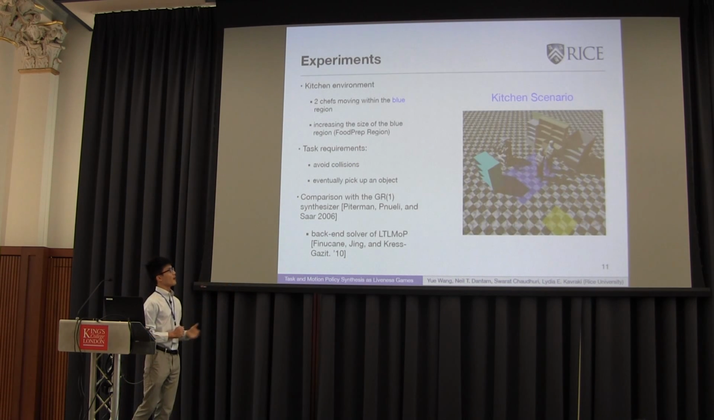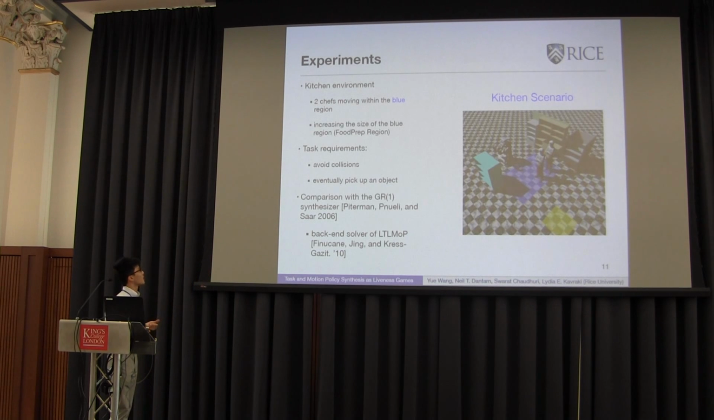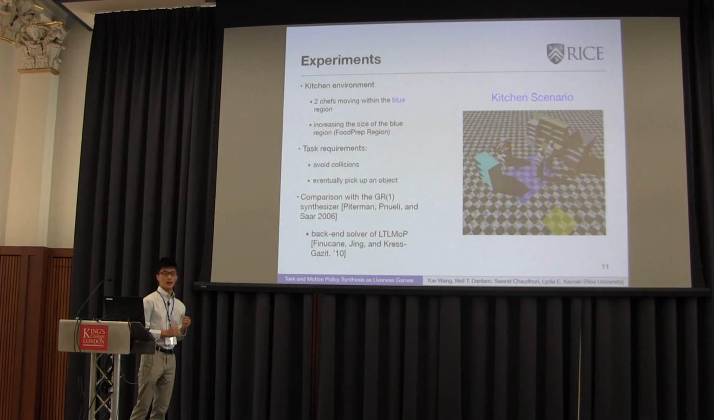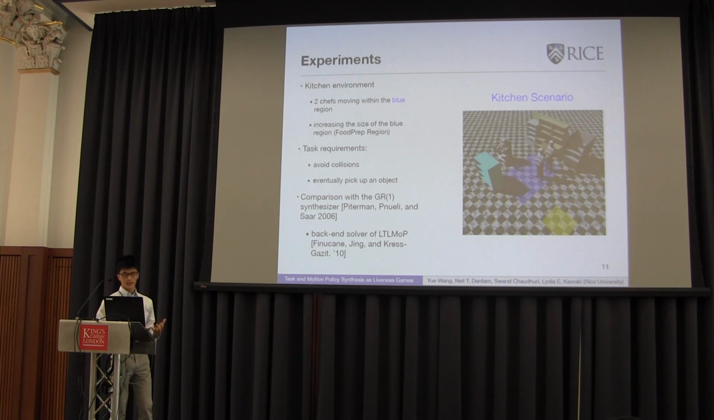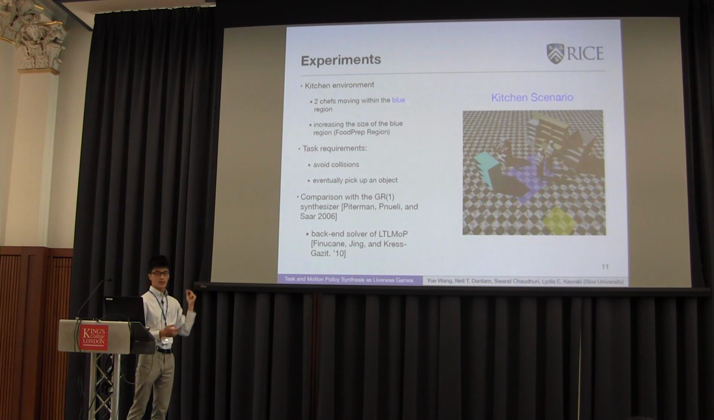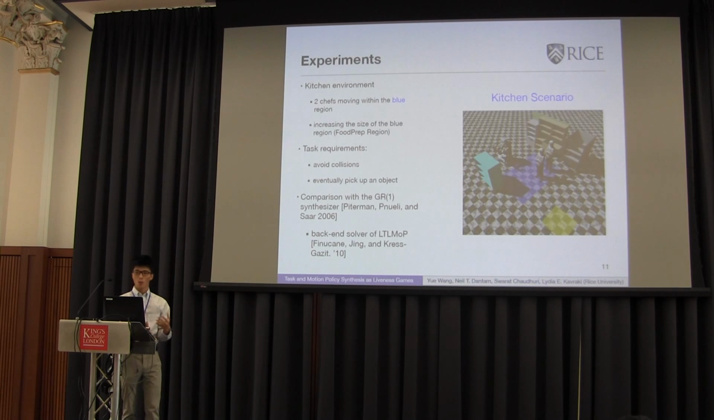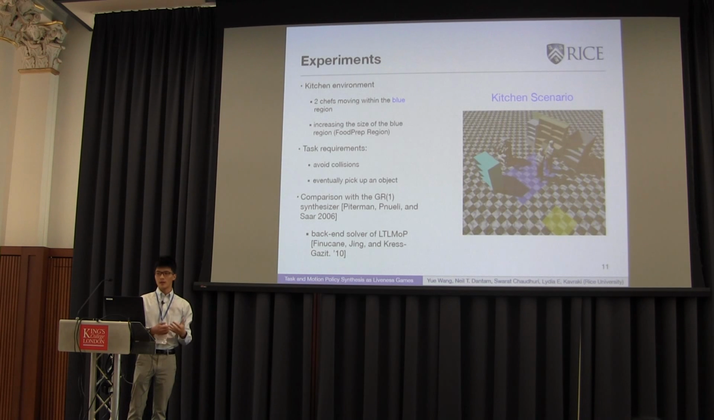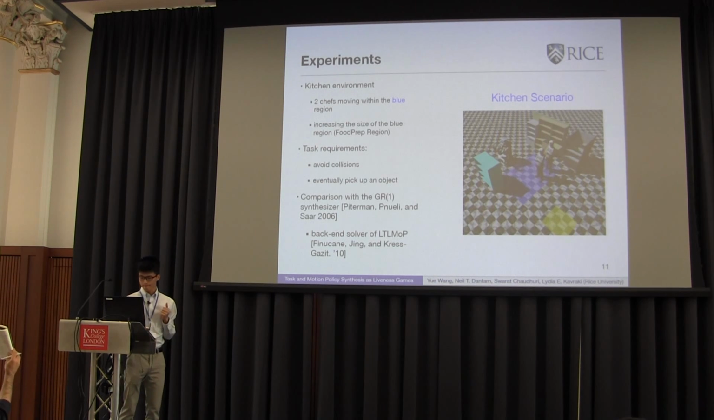For experiments, we evaluate our approach using the same kitchen environment. In this environment, there are two persons moving within the blue region, and we test our performance with the increasing size of the blue region. The task requirement is the same. To demonstrate the scalability, we also compare with an alternate synthesis tool called the GR1 synthesizer. This GR1 synthesizer is a backend solver of a robotic synthesis tool called LTLMoP. LTLMoP uses a restricted fragment of linear temporal logic to model the problem. I want to mention here, this is not a fair comparison because we have more knowledge and we apply domain-specific heuristics to speed up the synthesis process.